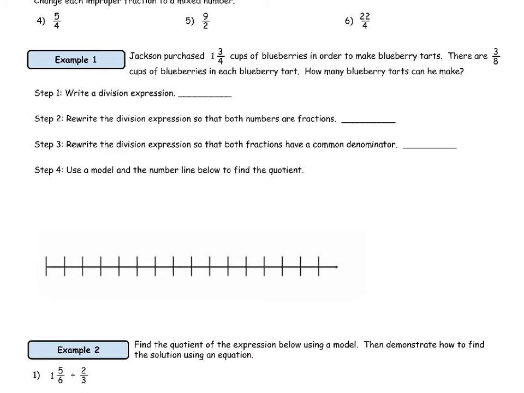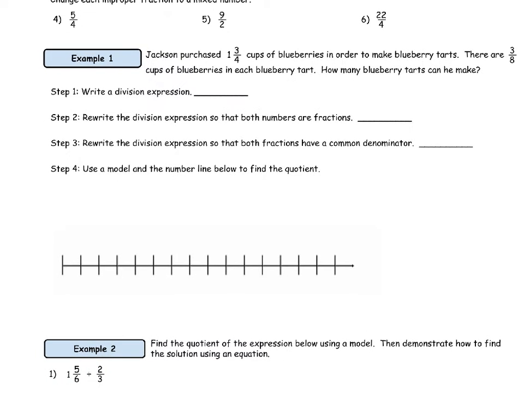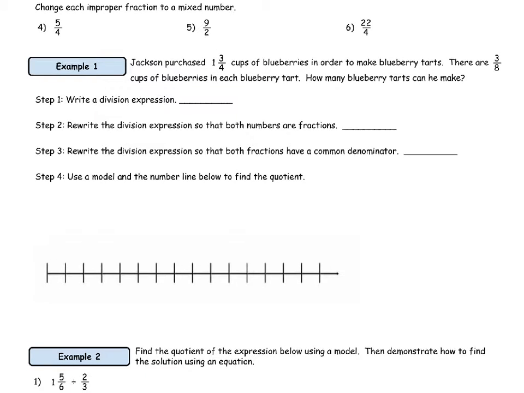So step 1 is to write a division expression. Since the 1 3/4 cups of blueberries is the total amount of blueberries that he has, and there's 3/8 cups of blueberries in each tart, what we're trying to do is figure out how many 3/8 are in 1 3/4, or in other words, 1 3/4 divided by 3/8 is our division expression.